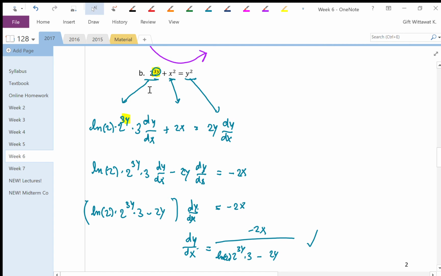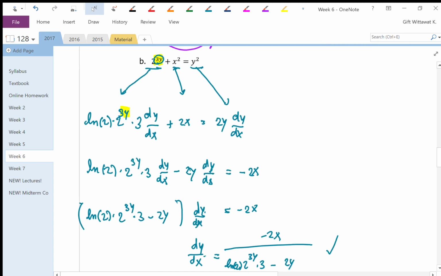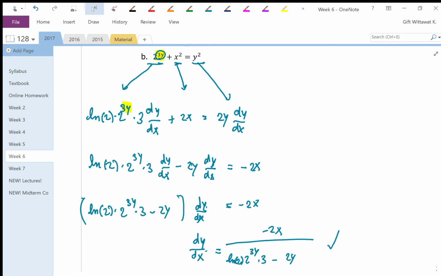So again, from the beginning, this function is not a simple function. It's not a function of y in terms of x, so I have to use implicit differentiation. When I use implicit differentiation, the first term is a little complicated, so I use the chain rule. It's going to end up having dy by dx. X squared becomes just 2x. Y squared becomes 2y dy dx. I move all the terms with dy dx to one side, I pull out the factor dy dx, and I divide by whatever is left to the other side, and that is going to be my final answer.